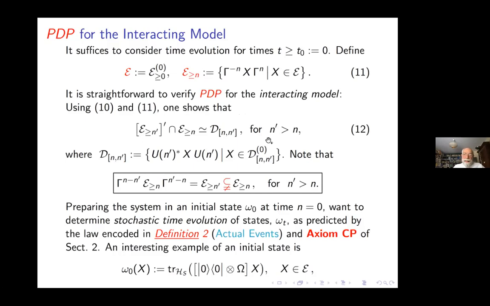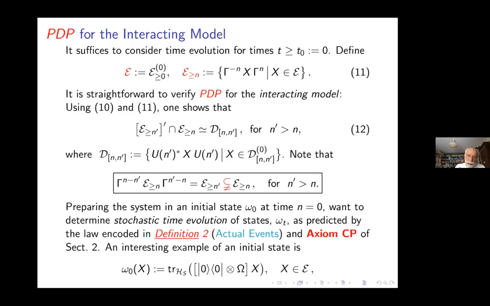You can also verify that the algebra E greater or equal to n prime, where n prime is a time larger than n, is obtained by applying the propagator gamma to the power n prime minus n to E greater or equal to n, and then multiplying by gamma to the power n minus n prime. So in other words, all these algebras are conjugated to one another. You should not be misled into believing that because of this unitary conjugation, these algebras are all equal to one another. That's definitely not correct.